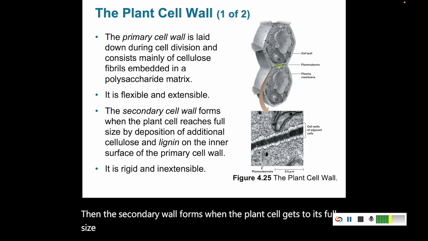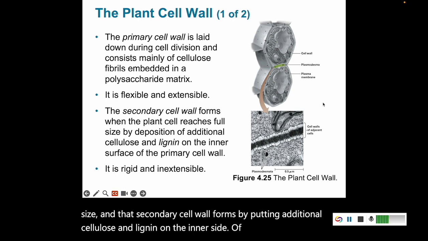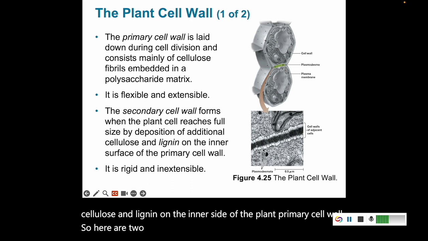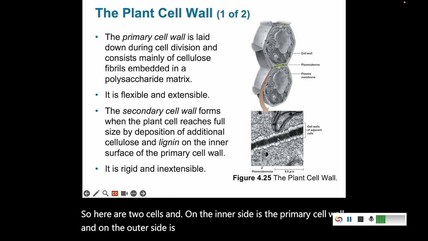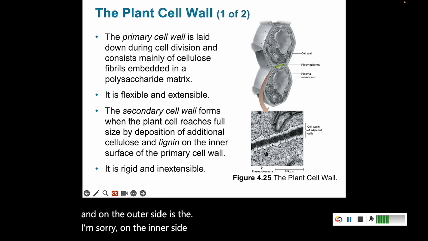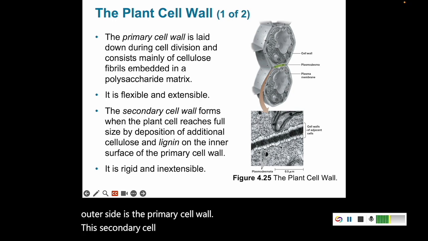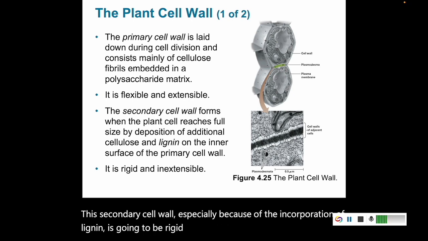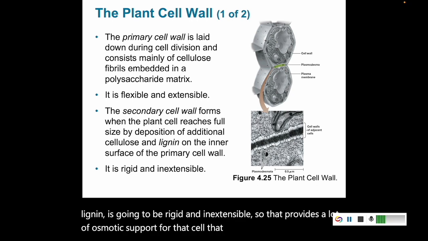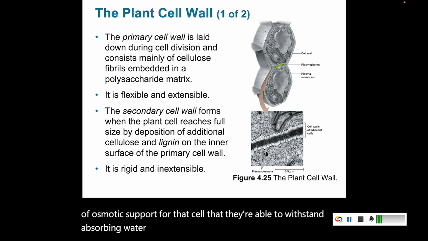That secondary cell wall forms by putting additional cellulose and lignin on the inner side of the primary cell wall. So here are two cells, and on the inner side is the secondary cell wall, and on the outer side is the primary cell wall. This secondary cell wall, especially because of the incorporation of lignin, is going to be rigid and inextensible. So that provides a lot of osmotic support for that cell, so that they're able to withstand absorbing water without bursting.